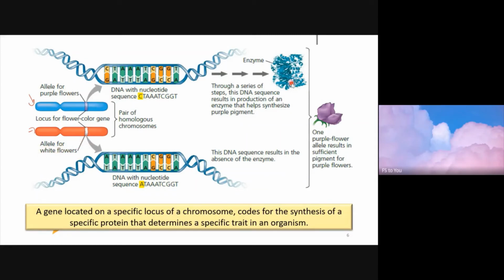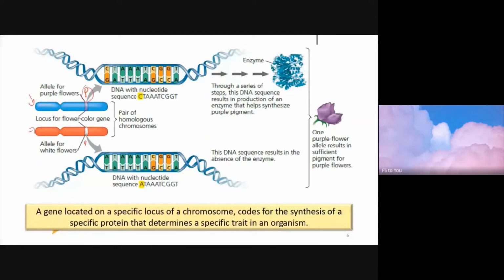So individu flower ni dia akan exhibit dominant phenotype which is purple, tapi dia dalam keadaan apa? Heterozygous. Dia ada dominant P allele, dia ada recessive small p allele. Dia adalah heterozygous individual. Okay, so kat sini ada capital P, small p.